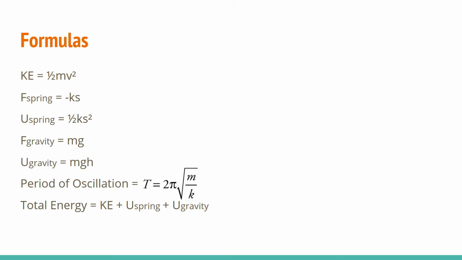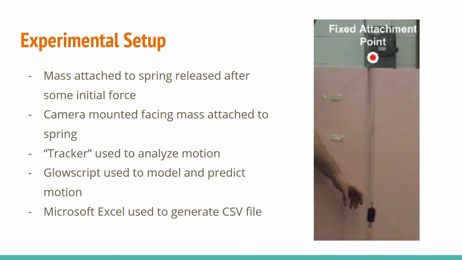Some formulas we will use in this lab include the formula for kinetic energy, the force of a spring, the potential energy of a spring, the force of gravity, the potential energy of gravity, the period of oscillation, and the formula for total energy. The experimental setup is a mass attached to a spring, which is released after some initial force. A camera is mounted facing the mass attached to the spring.